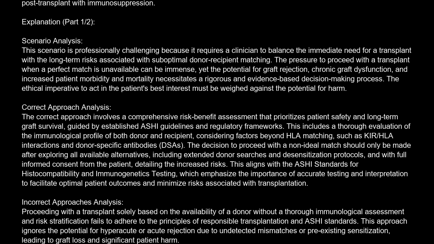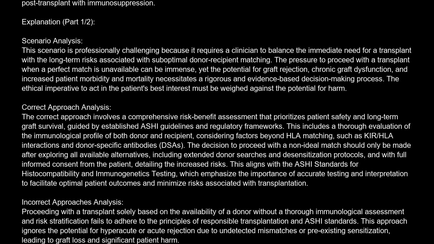Incorrect approaches analysis. Proceeding with a transplant solely based on the availability of a donor without a thorough immunological assessment and risk stratification fails to adhere to the principles of responsible transplantation and ASHI standards. This approach ignores the potential for hyperacute or acute rejection due to undetected mismatches or pre-existing sensitization, leading to graft loss and significant patient harm.